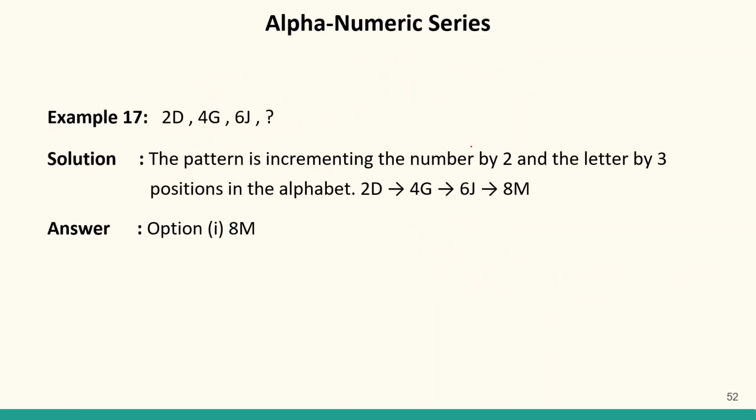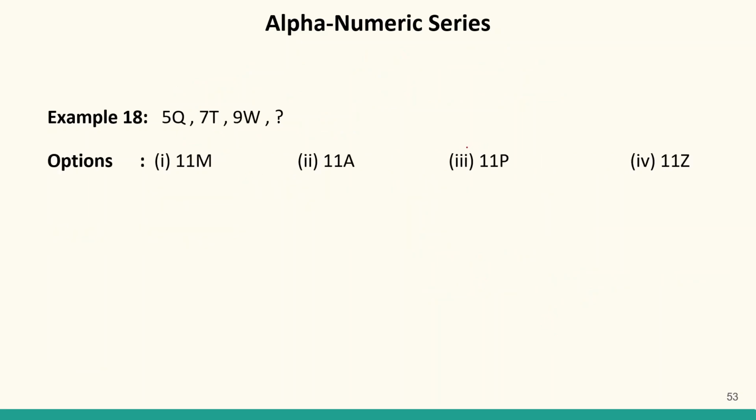Okay? This is the solution. Now this one. When it comes to numbers, I can see an increment of 2. This is an odd number series. 7 plus 2 will give us 9. 9 plus 2 will give us 11. So 11 will be your next term.